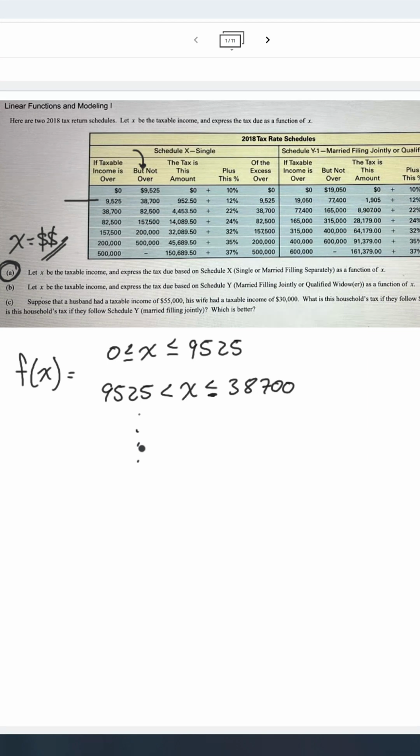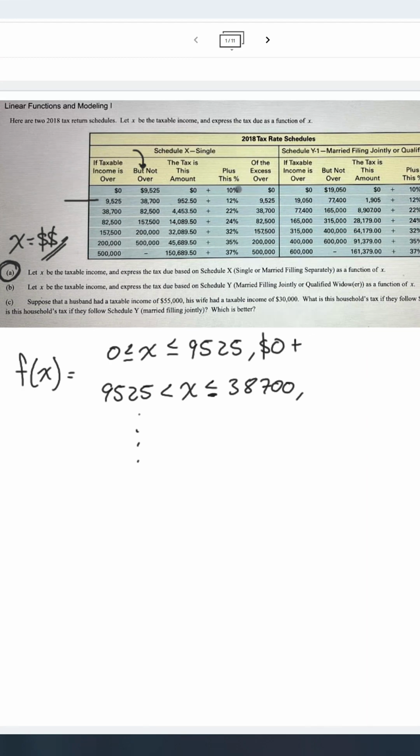Now, what's going to happen with the rule or the function or the formula in each one of these specific places of the function? Well, that depends on these amounts, but it's going to be very similar to all of them. All right. So what this is saying is if you are on this range, then you are going to have to do this. It says the tax is this amount. All right. So you're going to pay $0 plus 10% of your income.